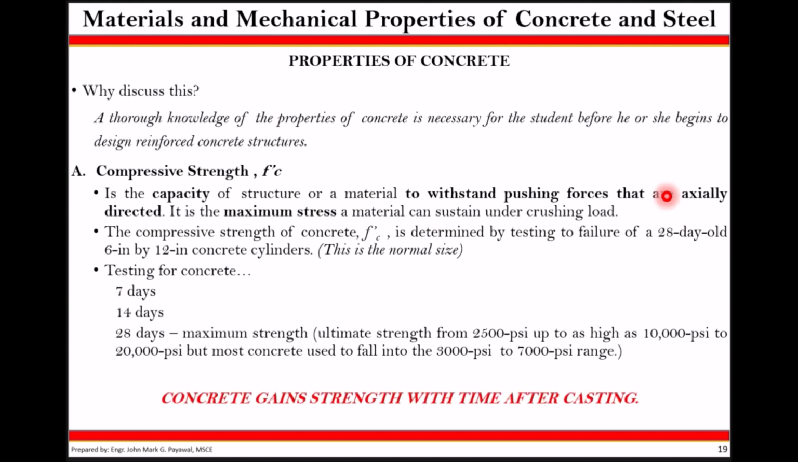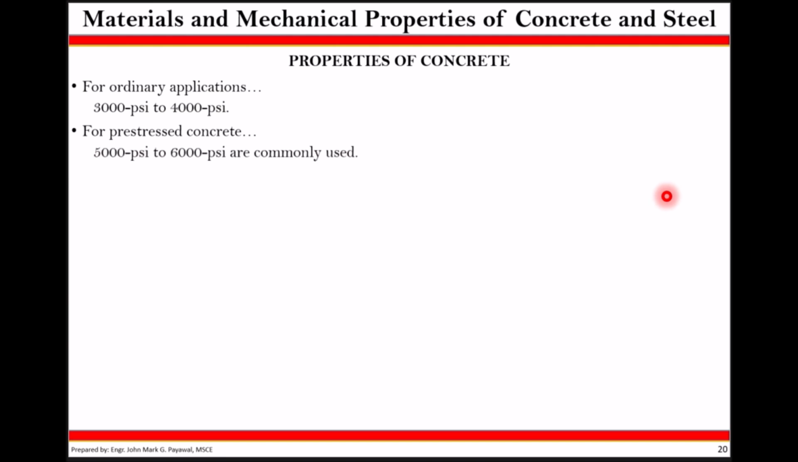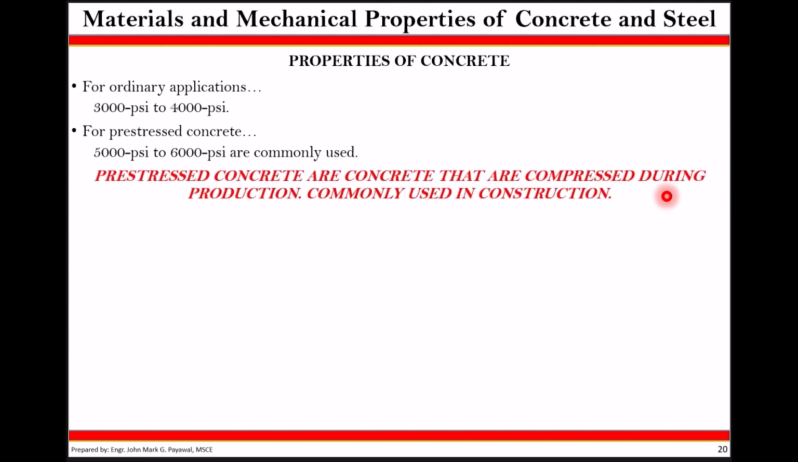Concrete gains strength with time after casting. So as time goes by, your concrete gains better strength. For ordinary applications, it would range from 3,000 to 4,000 psi. But if it's pre-stressed concrete, it would range from 5,000 to 6,000 commonly. The basic definition of pre-stressed concrete is concrete that is compressed during production, commonly used in construction.